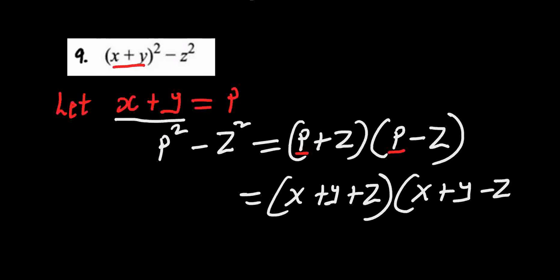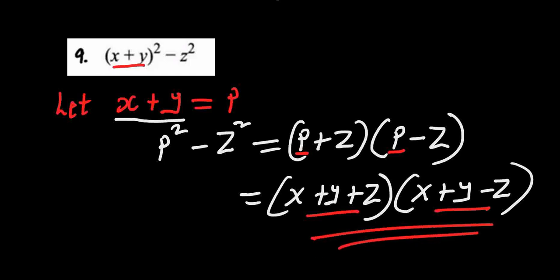minus z. All right, so if you look at the two factors now, this is x plus y plus z, and this is x plus y minus z. None of them can be factored any further. So this is the final answer to this question, and I hope this makes some sense. All right, let's go on to the next question.